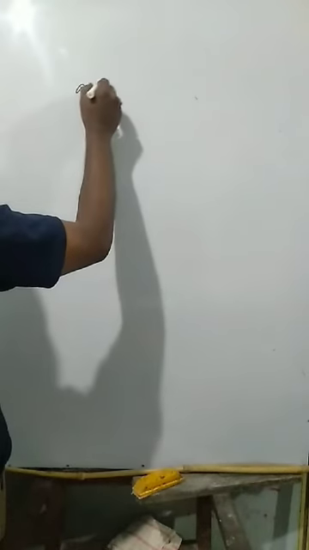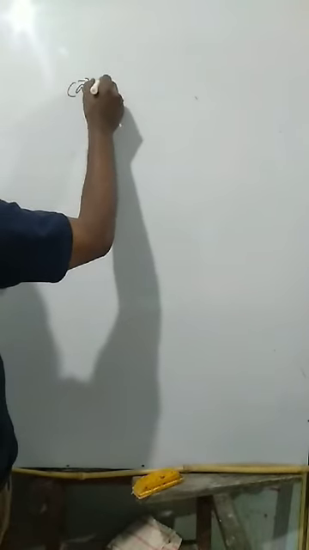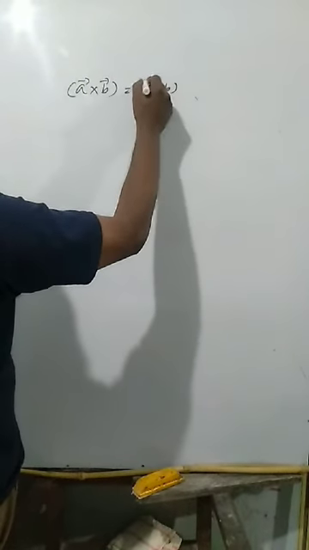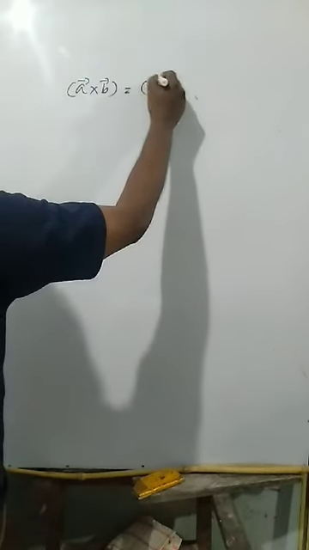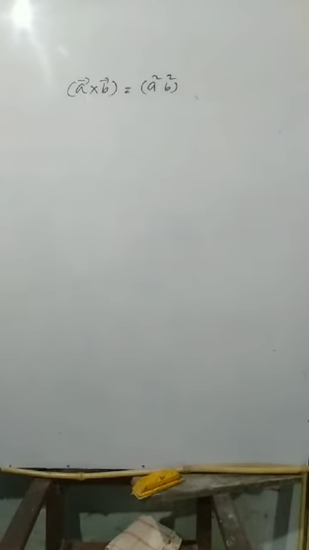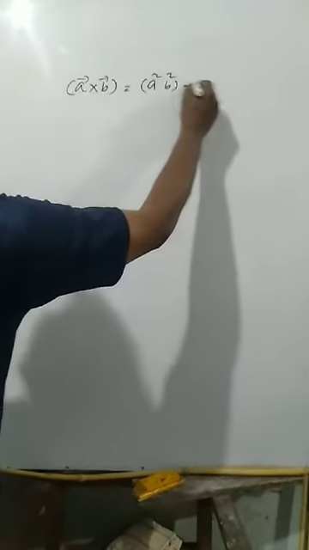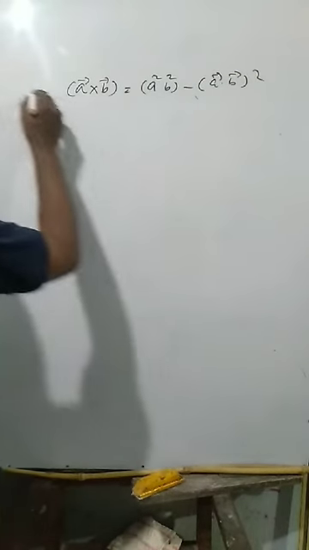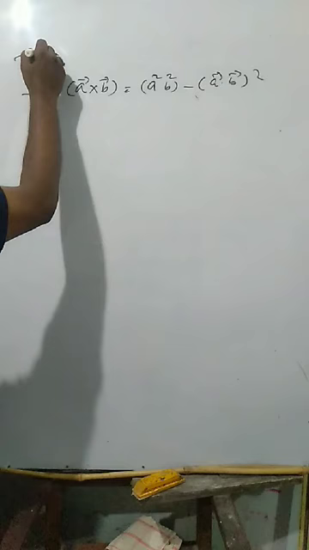So now look at this. A cross B whole square equal to A square B square minus A dot B whole square. This is to be proved.